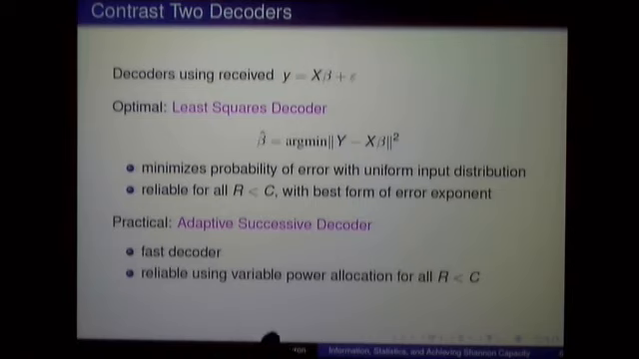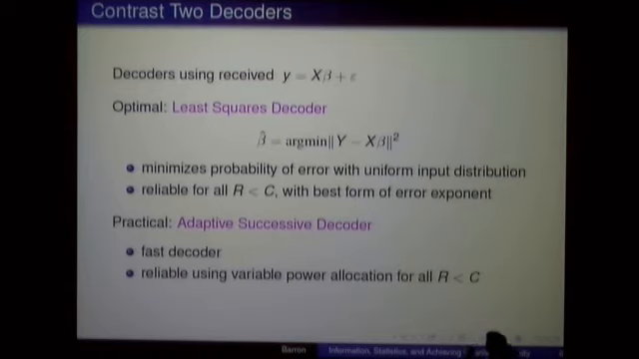One is least squares. That would minimize the error probability with uniform input distribution. And as I mentioned, we've submitted a paper that says that's reliable for all R less than C and characterizes the error exponent. It is of the form e to the minus some multiple of (C minus R) squared if R isn't too far from C. It's not the Shannon-Gallager constant there. Maybe it is, but at least our proof doesn't reveal that constant. But it is at least of that right order. It's exponential.